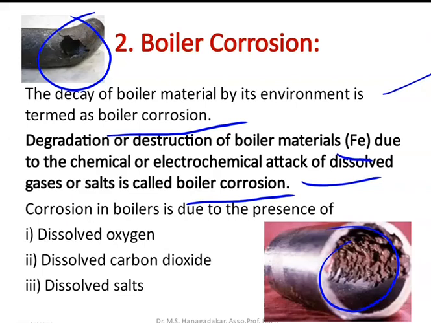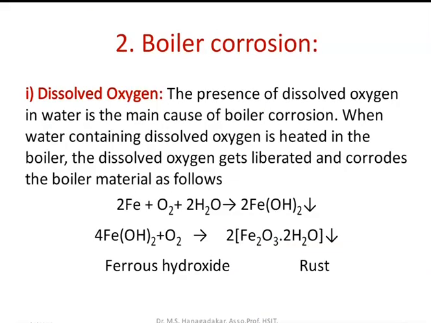So let us now discuss the causes of boiler corrosion. Boiler corrosion is due to the presence of the following dissolved impurities. The first one is dissolved oxygen gas. The second one is dissolved carbon dioxide gas. The third one is dissolved salts. Because of the presence of these impurities, the boiler undergoes corrosion.